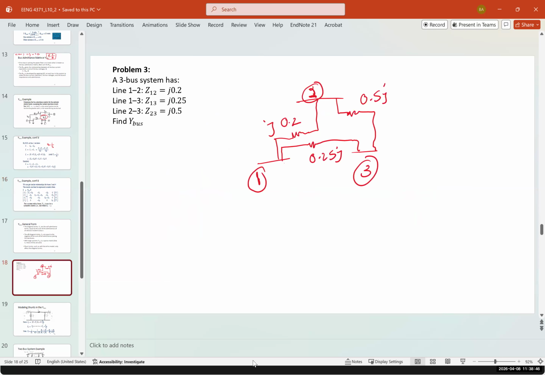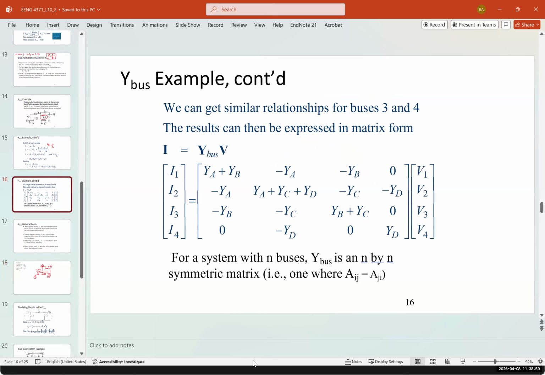So this is the question. You have 3 nodes or 3 buses. Therefore, you're going to have I1, I2, and I3. You're going to have a 3 by 3 matrix and V1, V2, V3.